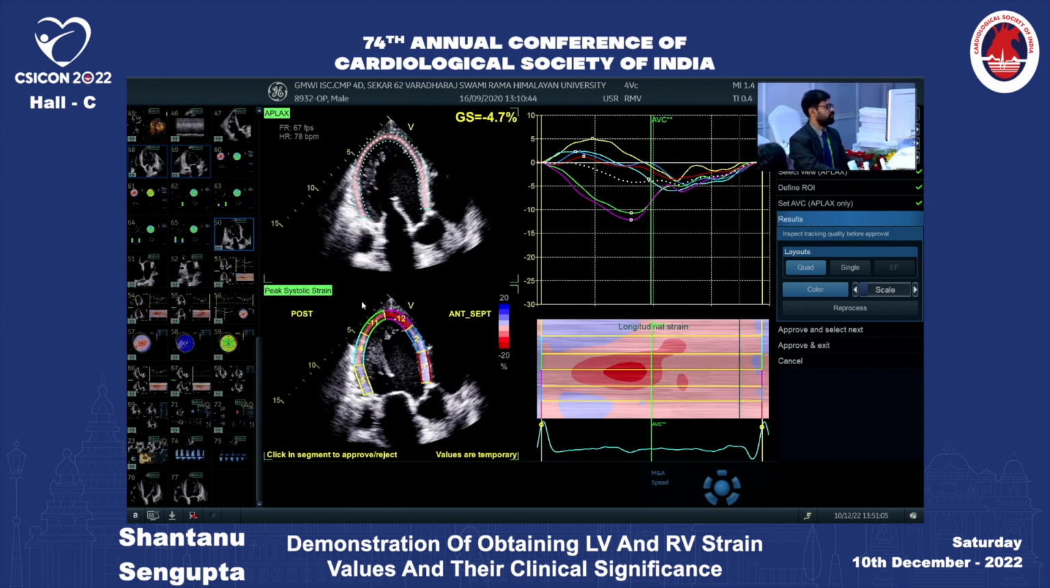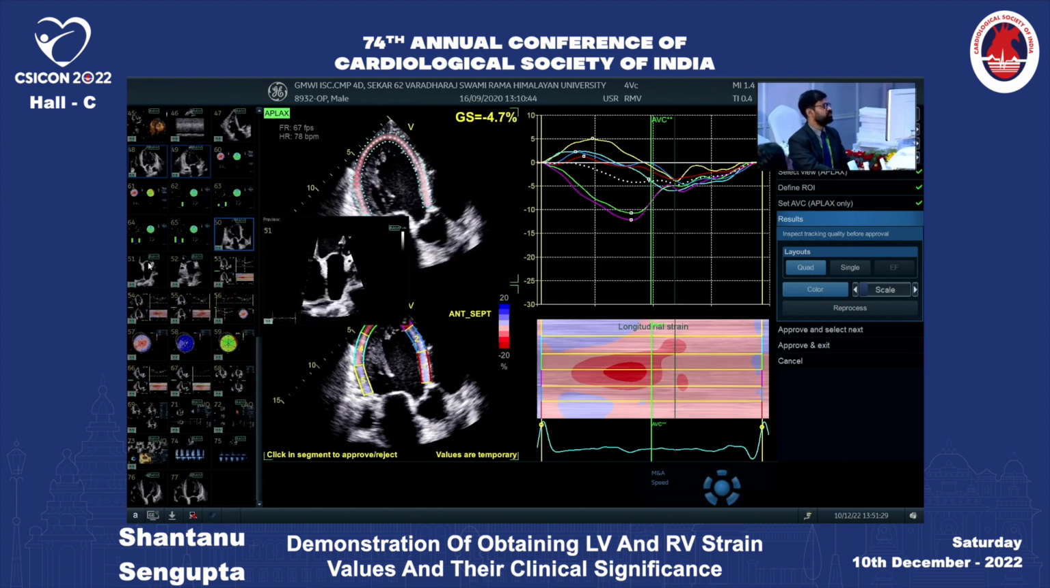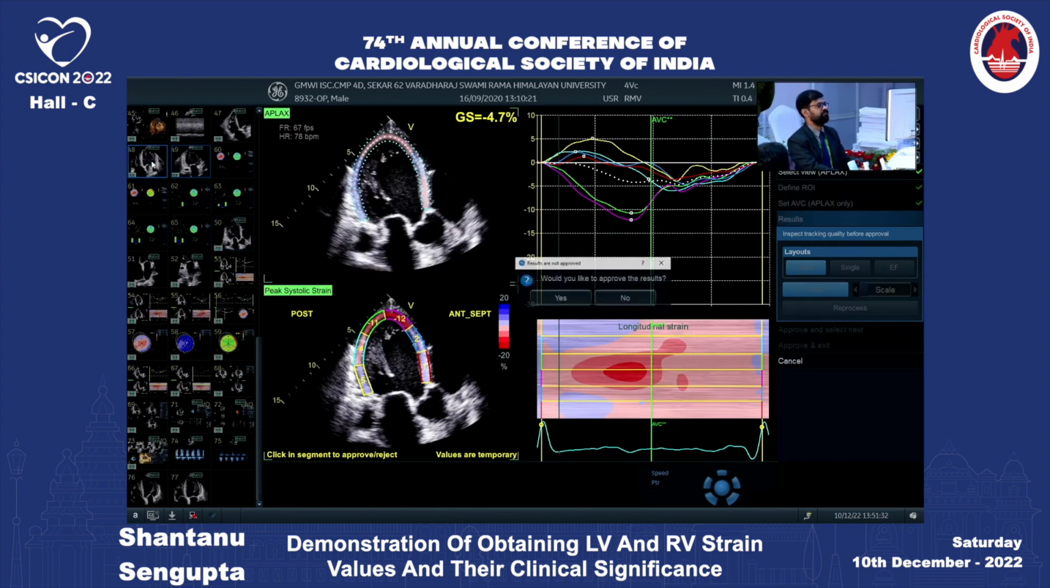Okay, then we go to, and this can also be represented from this quad. If you can see, the Nyquist limit is -20 to +20. So -20, -19 is generally considered to be normal. The peak is happening before the aortic valve closure in these segments, but a few of the segments are not contracting pretty well.